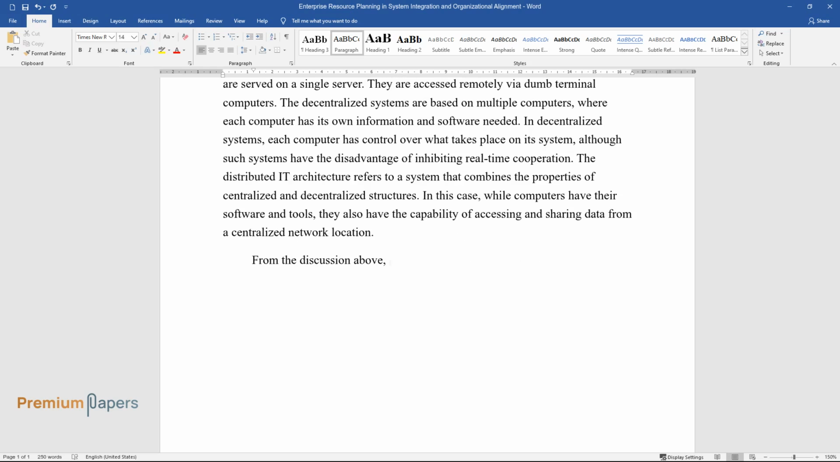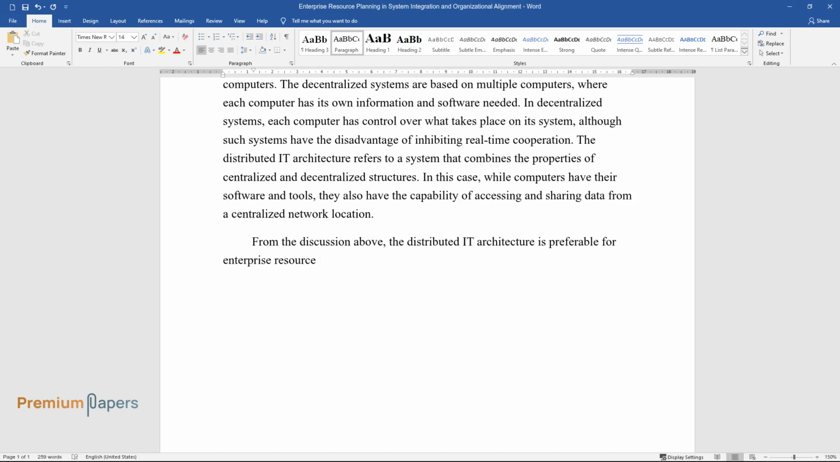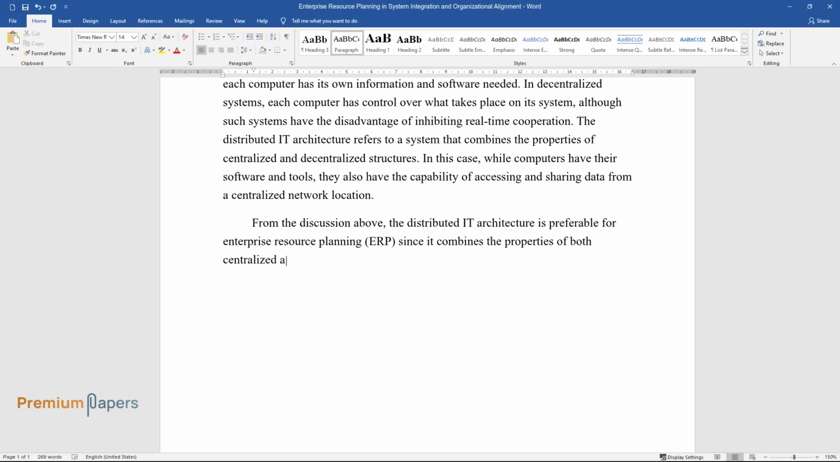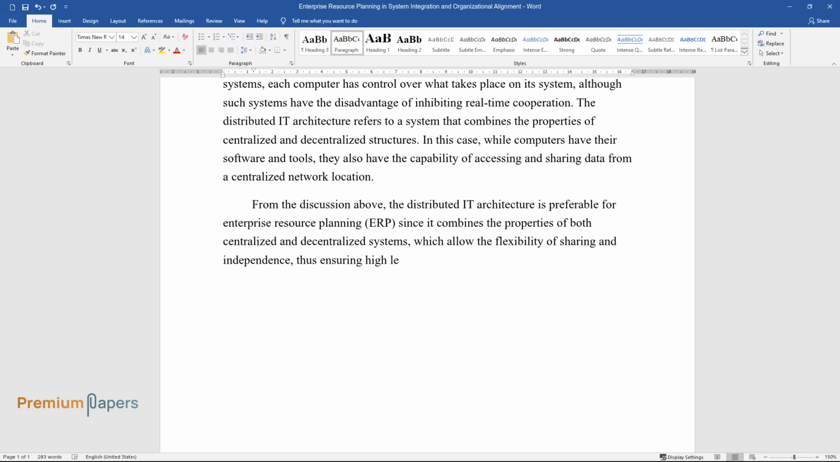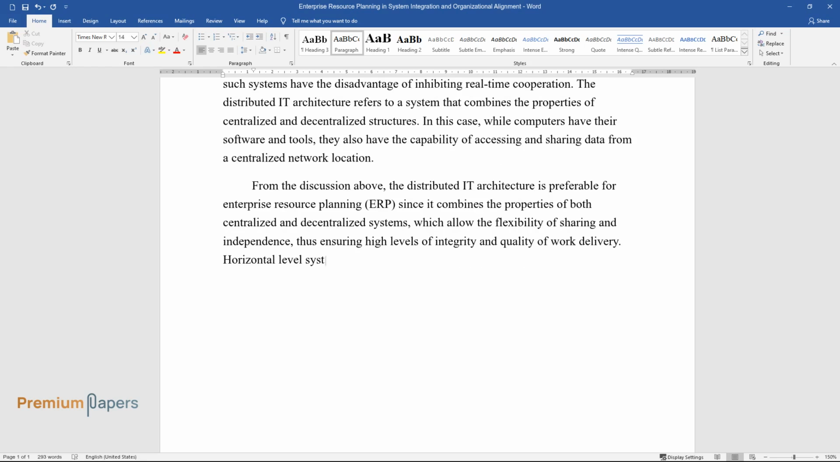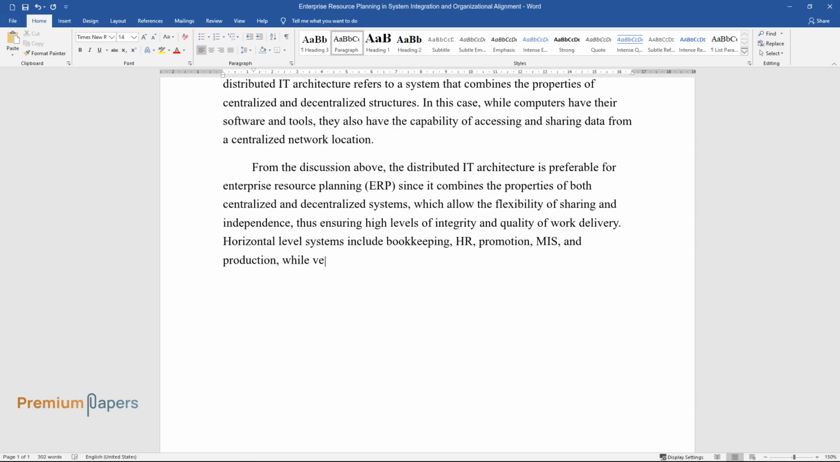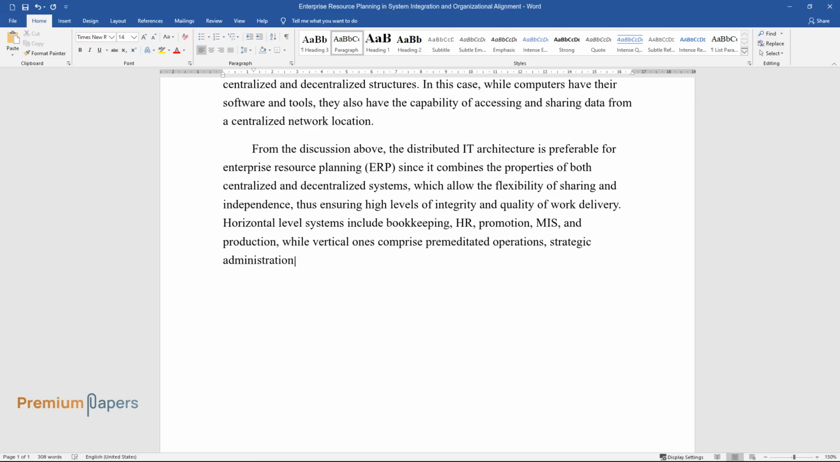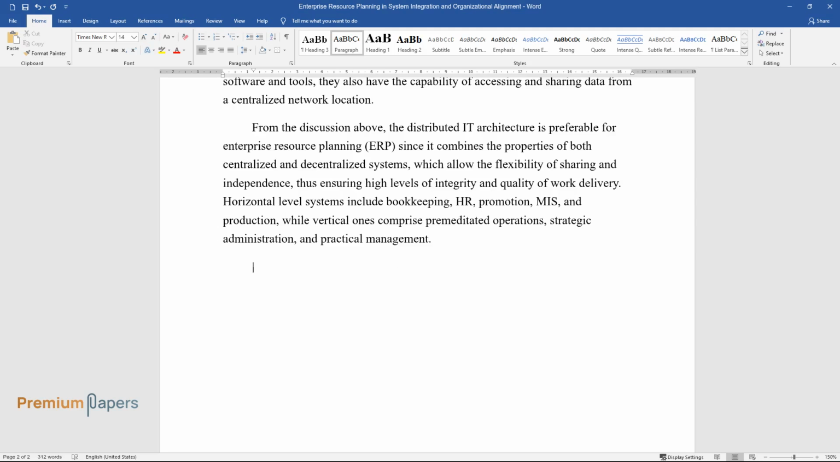From the discussion above, the distributed IT architecture is preferable for enterprise resource planning, ERP, since it combines the properties of both centralized and decentralized systems, which allow the flexibility of sharing and independence, thus ensuring high levels of integrity and quality of work delivery. Horizontal-level systems include bookkeeping, HR, promotion, MIS, and production, while vertical ones comprise premeditated operations, strategic administration, and practical management.